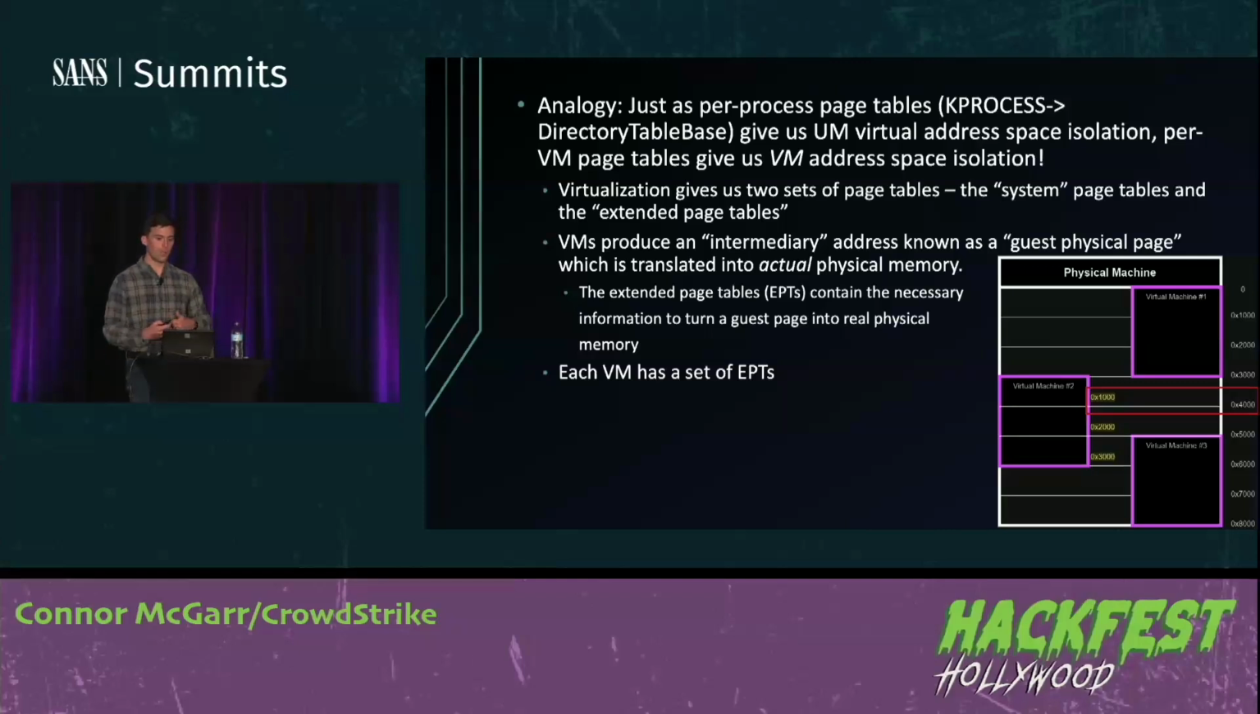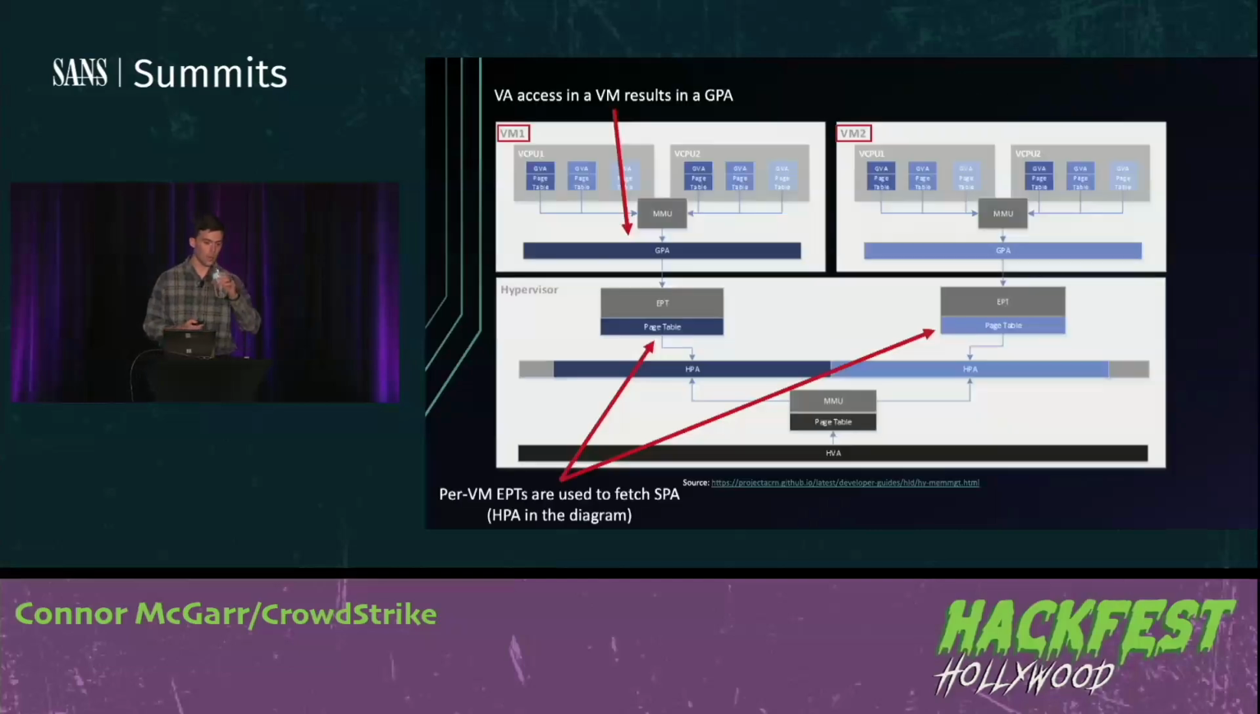So what happens is VM2 accesses physical address 1000, but that's really located at, let's say, 4000 on the physical machine. So something's got to compensate for that, and that's exactly what the extended page tables do. It takes the physical addresses, which are intermediary guest physical addresses, and converts them into system physical memory. And each VM has a set of those extended page tables.